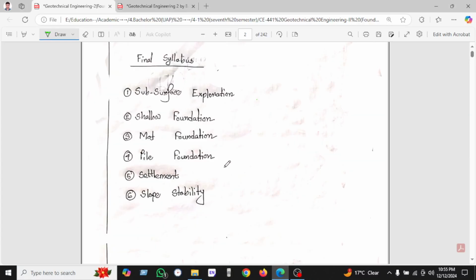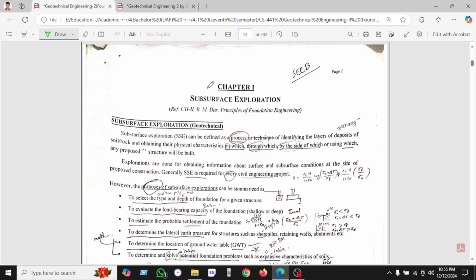Hello everyone, today I will deliver a lecture on subsurface exploration. So let's start the lecture. The lecture is theoretical, so it will be boring, but it also contains some mathematical solutions.